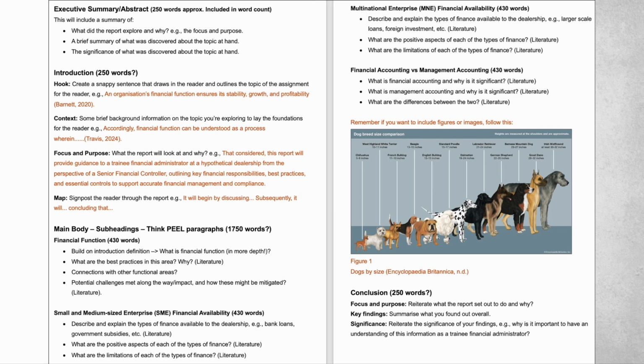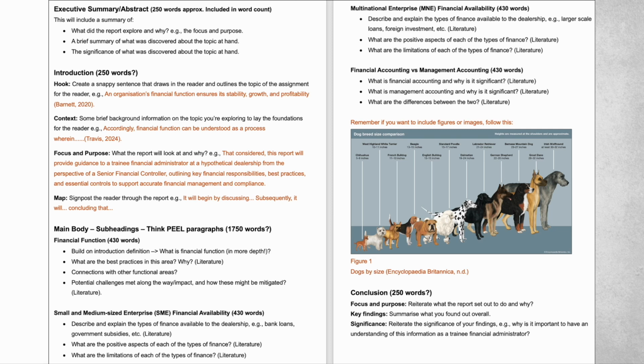And finally, a map. You need to let the reader know what's going to happen. Signpost them through the report. It will begin by discussing this. Subsequently, it will look at this, concluding that. Then we head into the main body. Think about what subheadings you might want to use for this, because my subheadings might not be relevant or useful. I've just used them as a little bit of an example. Underneath each of your subheadings, you need to think in Peel paragraphs. And you have about 1750 words for the main body. So I've split it down into 4 subsections.